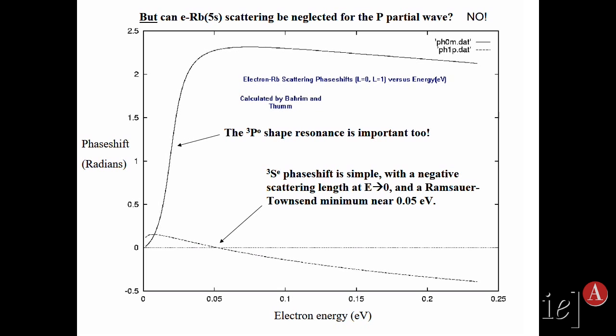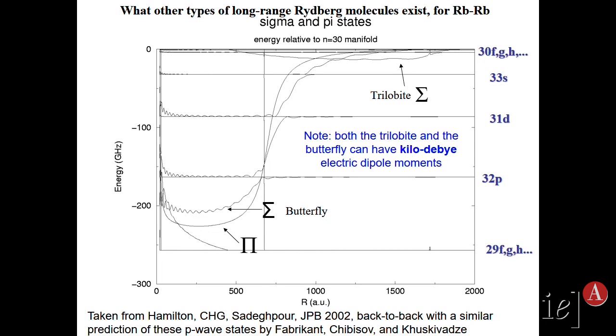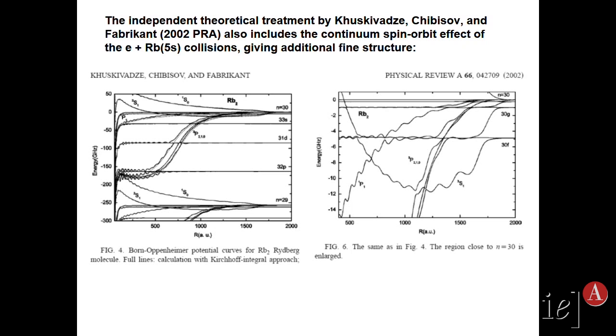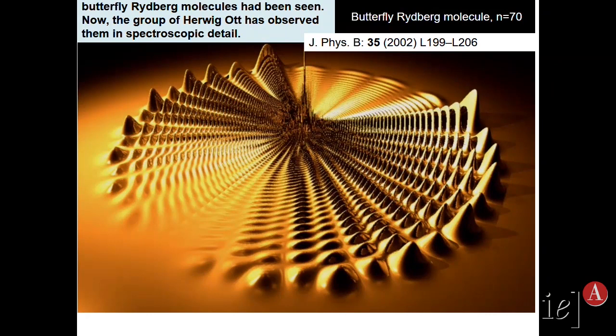And here's the effect of that resonance. This rise of the phase shift with energy in electron-atom scattering shows up as a decrease as you come to smaller internuclear distances, because the energy of the electron collision with the perturber is higher and higher as you go to smaller internuclear distances. And you basically see this, what we call the butterfly potential curve in particular, with a very small internuclear distance minimum. And this is essentially a simultaneous prediction of the same effect by Fabrikant's group. And this is what the wave function looks like and why we call it a butterfly molecule.